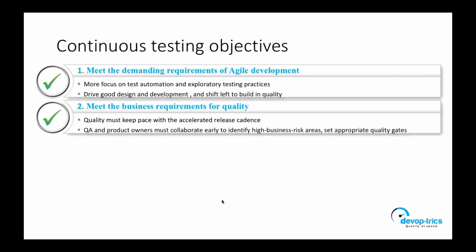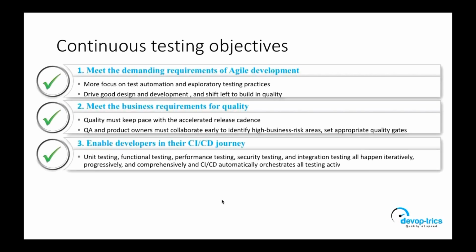As you establish more accelerated rhythms, quality also must keep pace with it. It's not enough to say I'm able to do a release once a month, because if the quality is bad, in this kind of consumer world, our reputation will immediately come into big trouble. So quality must keep pace. That is a very important requirement of continuous testing. Also the people playing the QA role must collaborate with product owners very early in the life cycle, identify the business risks, and set well-articulated quality gates that can be automatically verified. These are very important objectives of continuous testing.